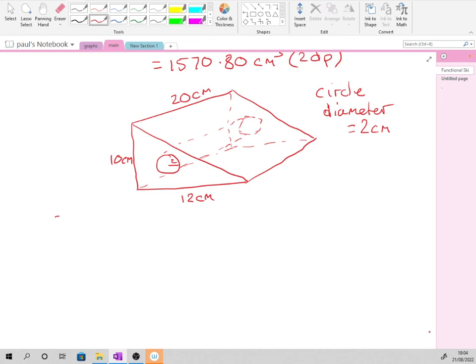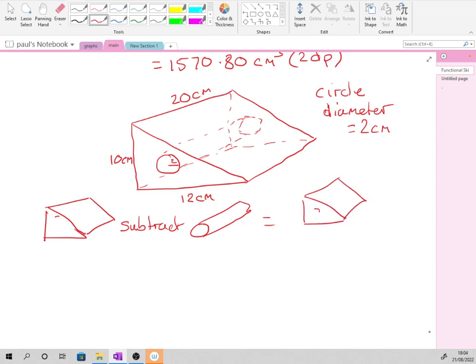Okay. Now, first of all, you find the volume of the wedge shape, and then you subtract the volume of the so-called cylinder in the middle, and then that will equal the volume of the wedge shape minus the hole in the middle. Yeah. So let's find the volume of this.